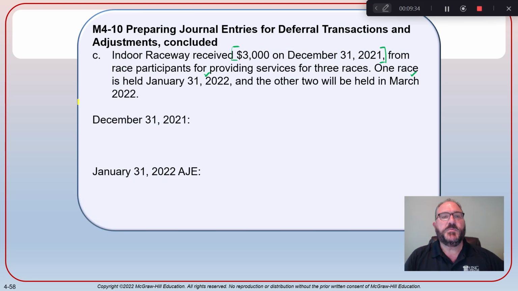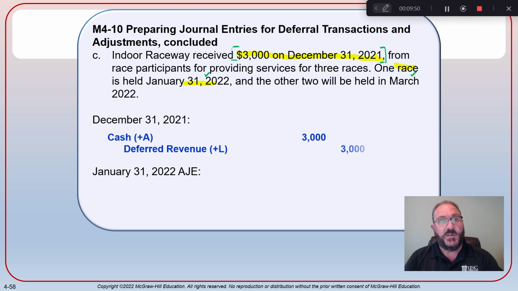Okay. How about this one? Indoor race ray got $3,000 for 3 races. 1 race in January, the other 2 in March. Okay. December 31st, $3,000 unearned, right? They got it, but the races haven't happened yet. So you go cash $3,000, but it's not earned yet.